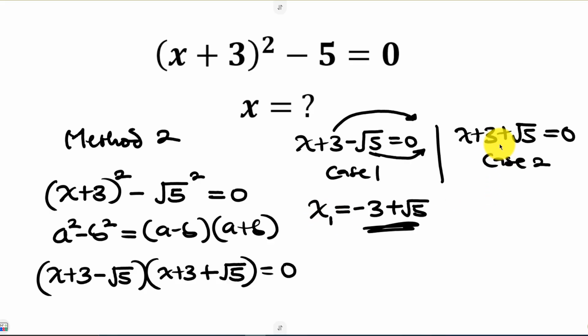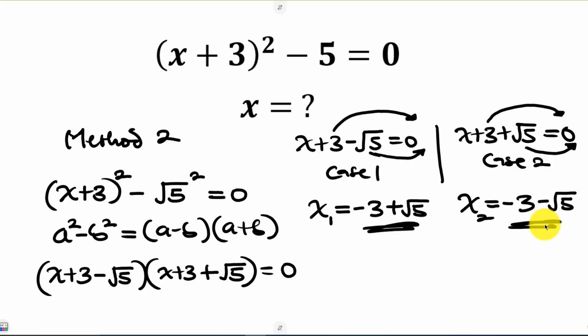Now to get the other solution for x, we do the same thing here. We move 3 to the right-hand side, and we move plus square root of 5 to the right. So this results in x equal to, as 3 crosses, it becomes −3. As the square root of 5 crosses, it becomes negative square root of 5. So this is our second solution.